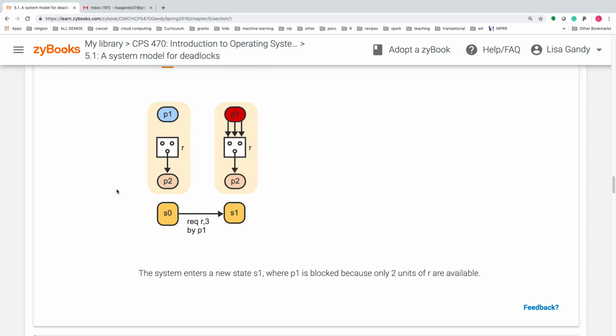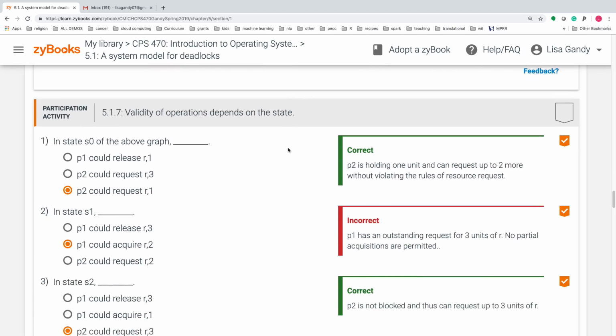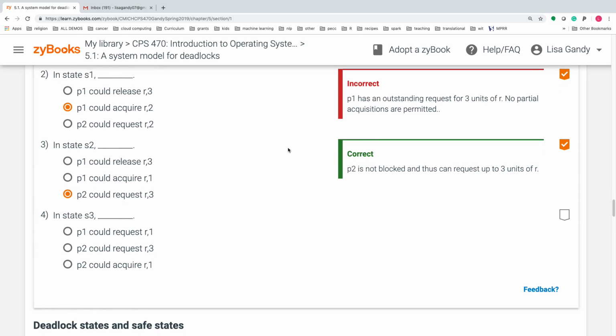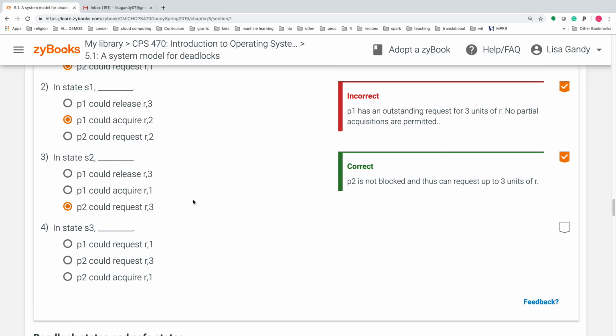Yeah, that was, sorry. So if P1's asking for 3 things, it has to be given all 3. So that's the thing there. And then in 2, also, it can't just get 1, it has to get all 3. So that's what's going on in the second and third question. And then state S3, so let's bring that up.